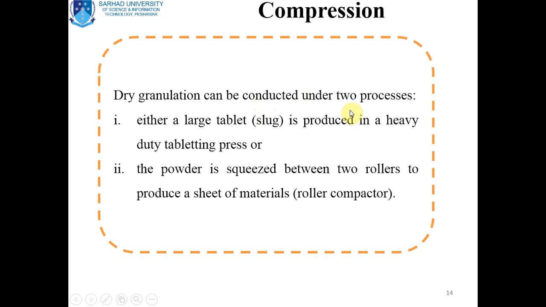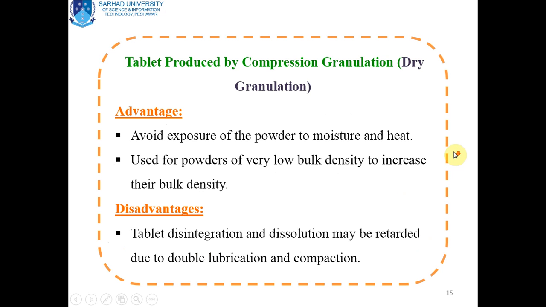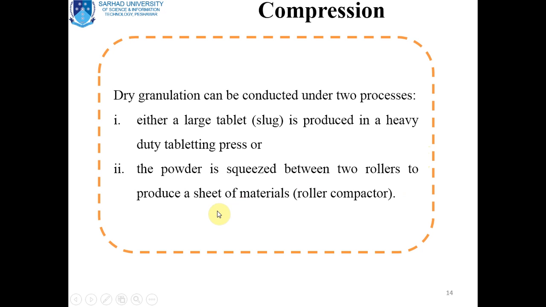Dry granulation can be conducted in two ways: either a large tablet, also termed a slug, is produced in a heavy-duty tableting press, or the powder is squeezed between two rollers to produce a sheet of material. The piece of equipment that squeezes between the two rollers is termed a roller compactor.